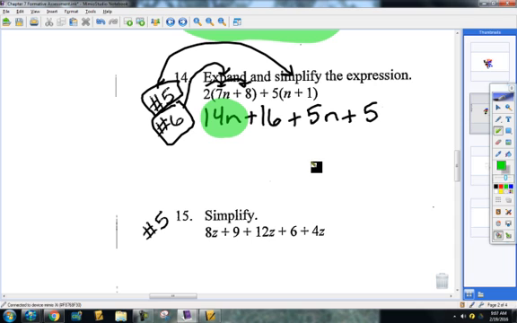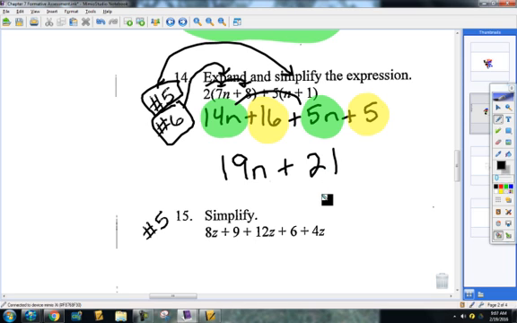I have 14n there. Has it got anything like it? Yes. 5n would be just like it because it has the same variable. And then we have the constants 16 and 5. Those are obviously like because constants are always like. We're going to put the n's together. I'm going to have 19n plus 21.